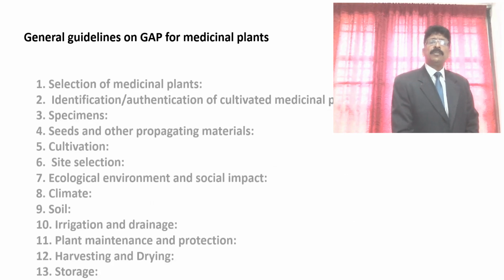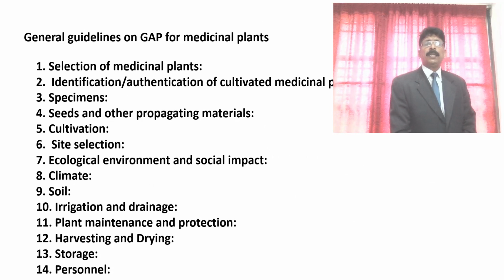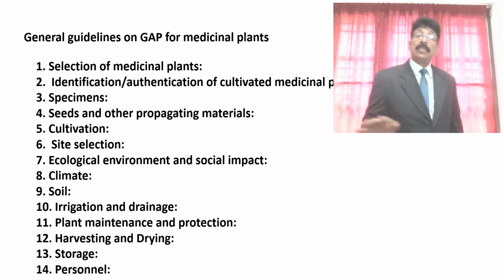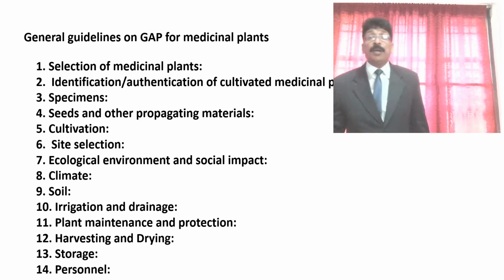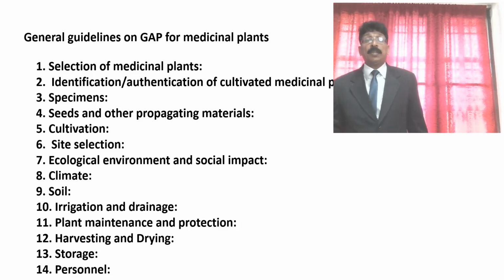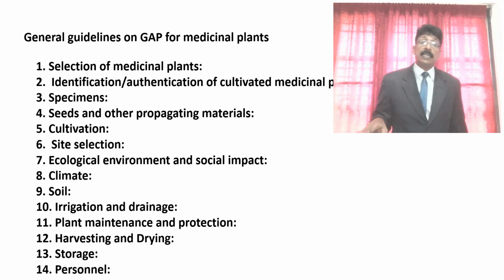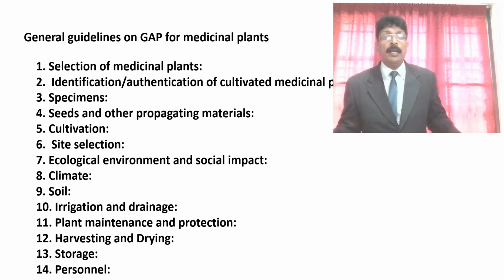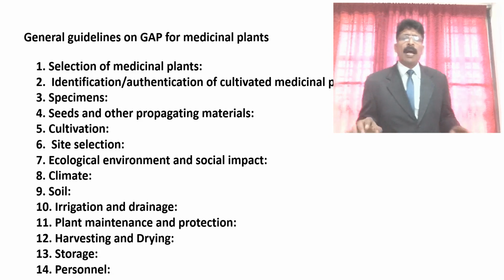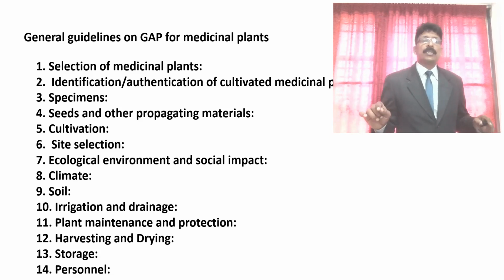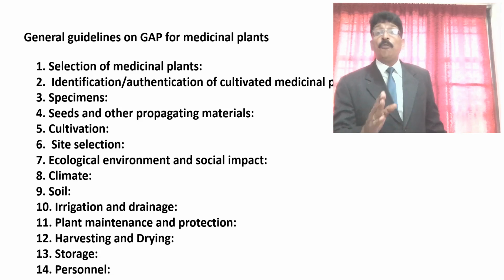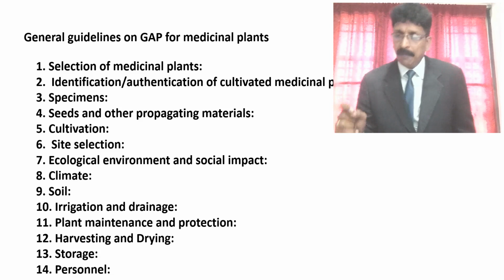And the general guidelines which we have seen, all the 14, I'm just repeating the points: identification, selection of the plant material, identification and authentication of the cultivated medicinal plants, specimens, seeds and other propagation materials, cultivation, site selection, ecological environment and social impact, climate, soil, irrigation and drainage, plant maintenance and protection, harvesting and drying, storage and personnel.